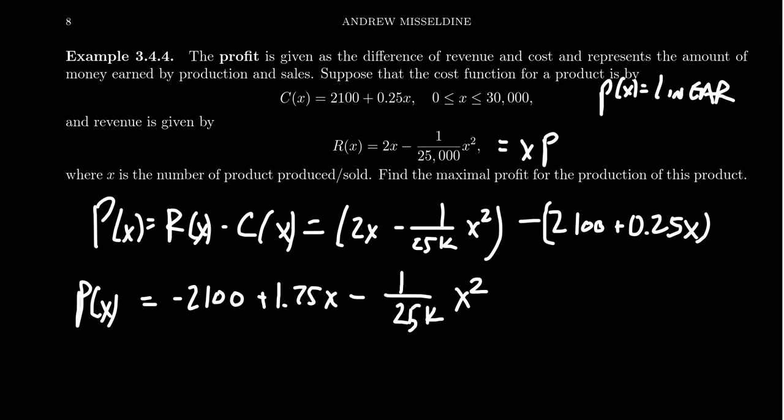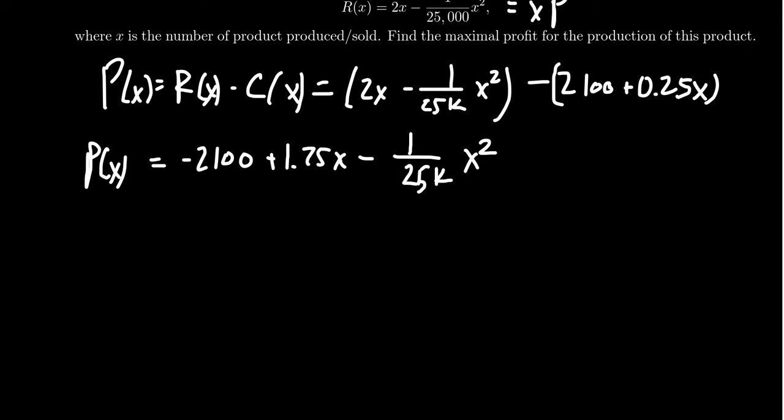So if we want to figure out the maximum profit that we can make by producing and selling this thing, we want to find the maximum. The maximum is typically going to be at the vertex. If you look at your parabola's graph, you're going to see something like the following. The points of most interest would be the x-intercepts.